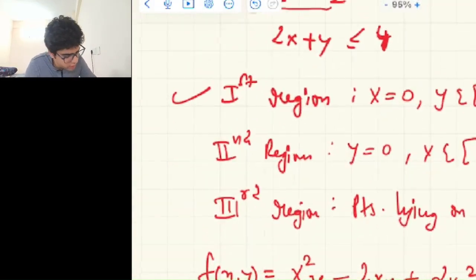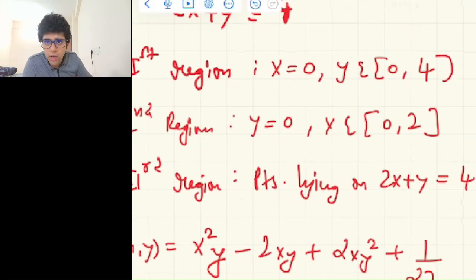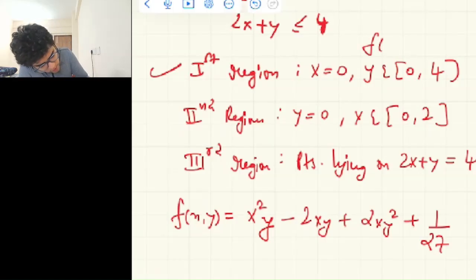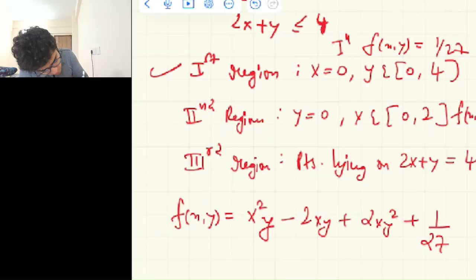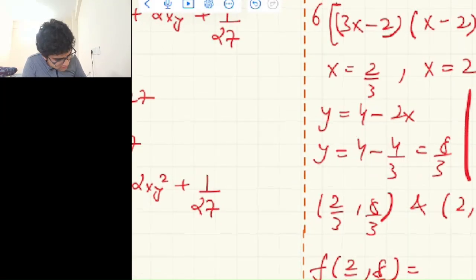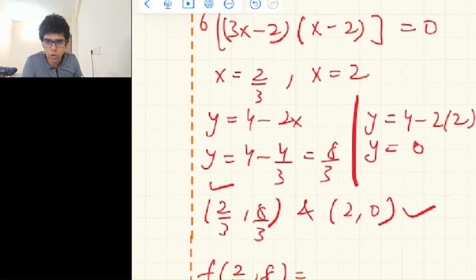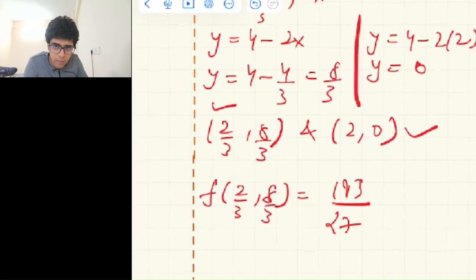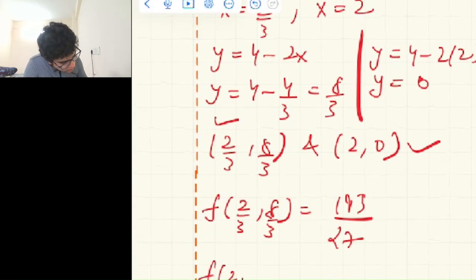And at the different regions also I showed you. At the first region, all of the points give 1 upon 27. In the second region also the value would be 1 upon 27. I already showed you guys, right? And in the third region I showed you that the 2 points arising were (2/3, 8/3) and (2, 0). When we checked the value, it turned out to be 193/27, and f at (2, 0) again turned out to be 1 upon 27, right?